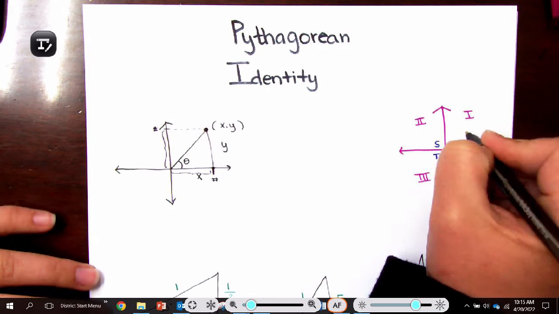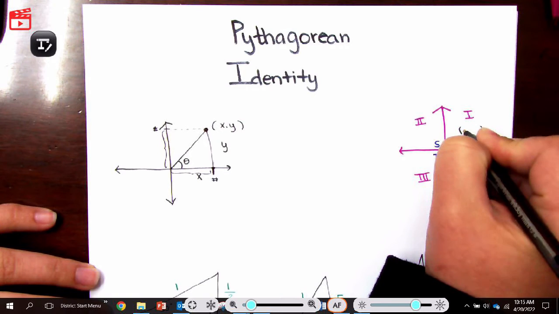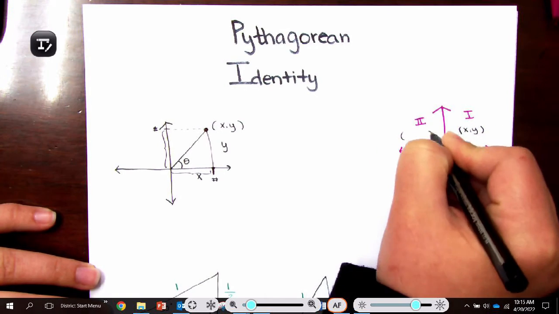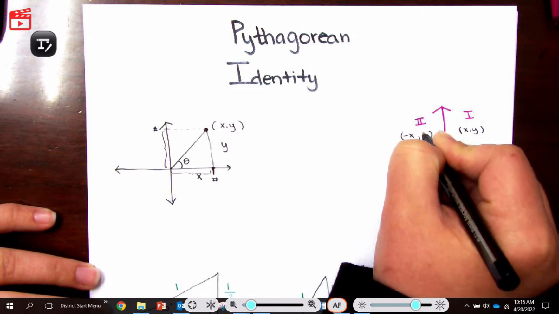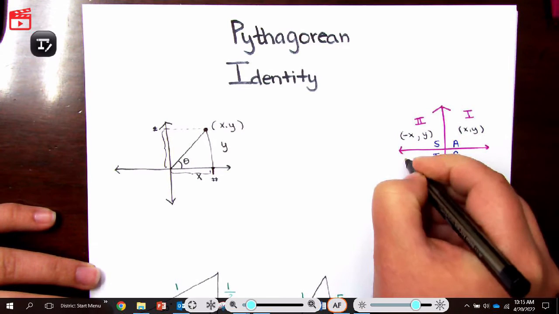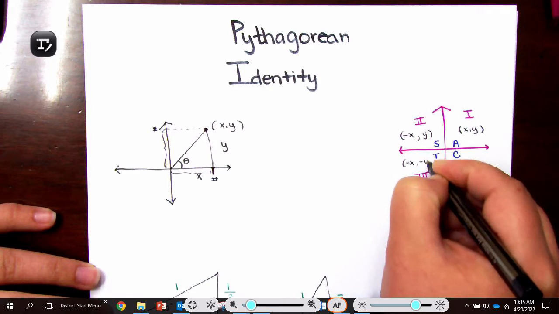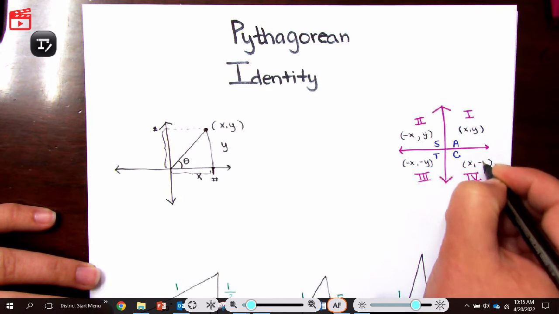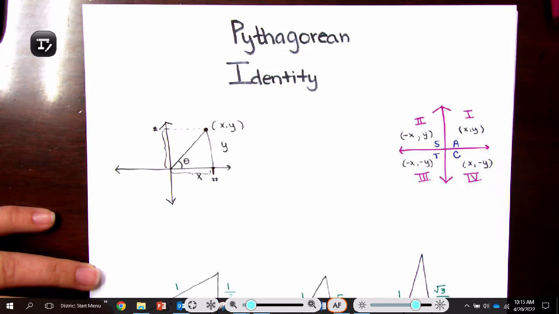For example, in quadrant 1, you have a positive x and a positive y. In quadrant 2, we now have a negative x and a positive y. In quadrant 3, both the x and the y are negative, and in quadrant 4, the x's are positive and the y's are negative. So there's a way to remember what is going to be positive or negative.